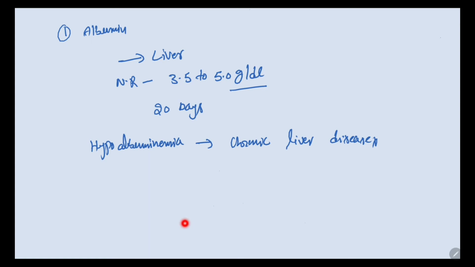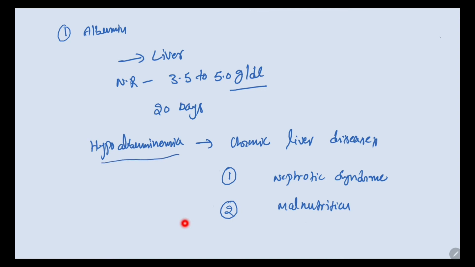Not only in chronic liver diseases, albumin levels will also be decreased in nephrotic syndrome, where proteins are lost in the urine. It is also decreased in case of malnutrition. So these are the conditions where we mainly see hypoalbuminemia, and when the values are more than 5.5 grams per dl, it is called hyperalbuminemia. Mainly we see this condition when there is dehydration.